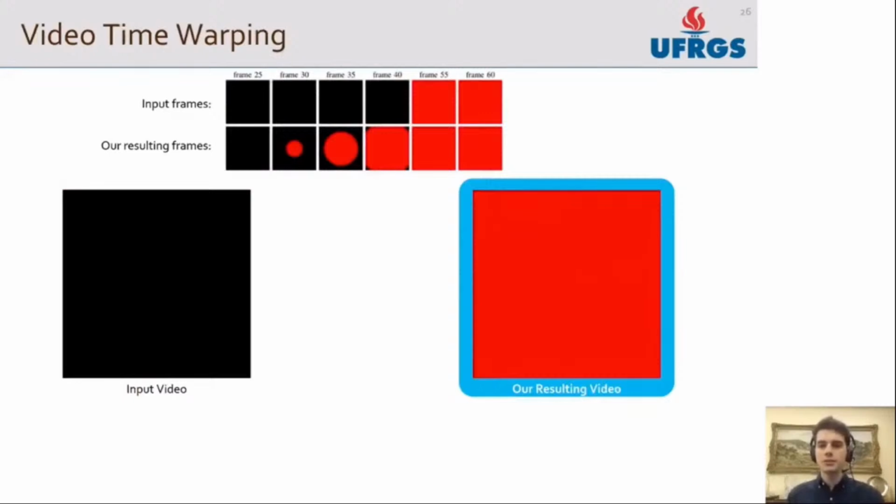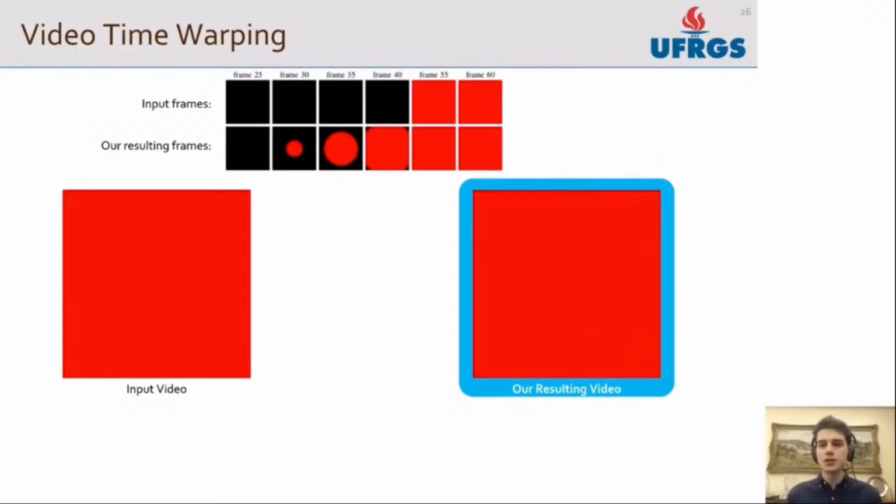Here, we exemplify a simple transition the video time warp can generate. The input is an instantaneous transition of colors, and the output is a smooth circular transition.